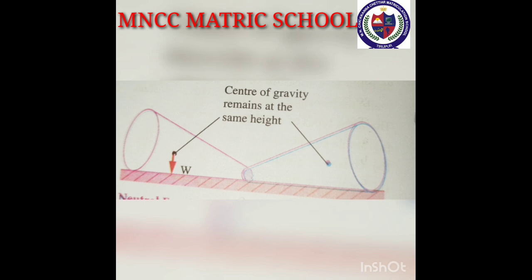Conditions for stability. To make a body more stable, lower its center of gravity. Second point, increase the area of its base. Third one, this box is at the point of tipping over. Fourth one, a heavy base lowers the center of gravity so the box does not tip over. Fifth point, a broad base makes the box more difficult to tip over.